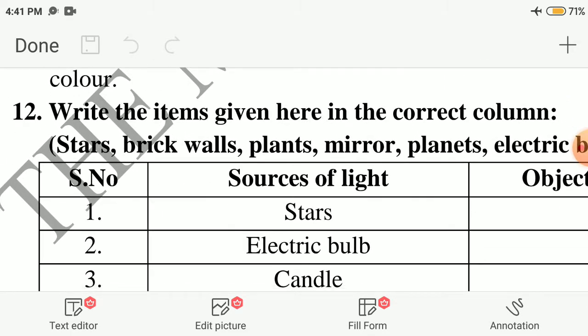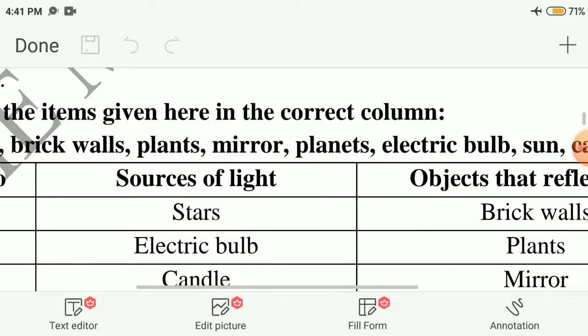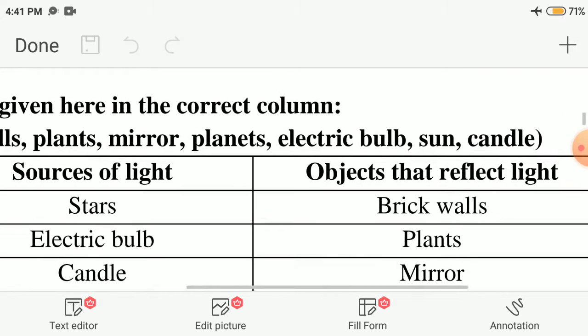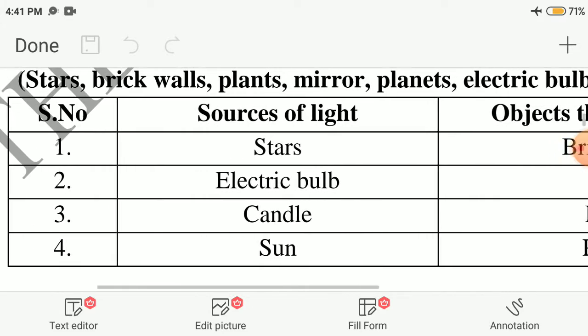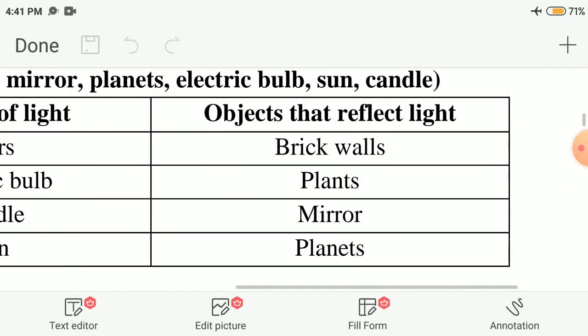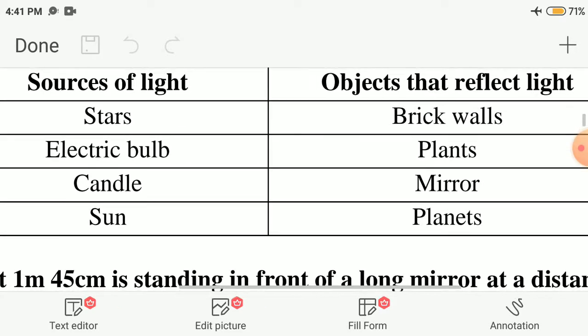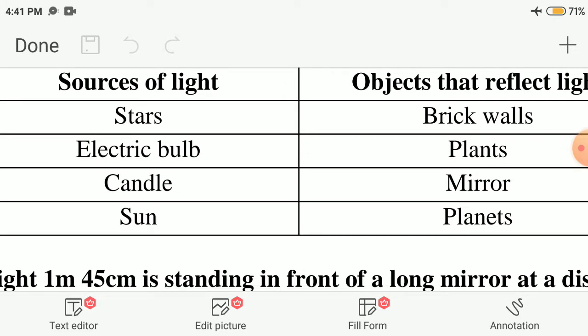Write the items given here in the correct column: stars, bricks, walls, plants, mirror, planets, electric bulb, sun, candle. Sources of light, and then objects that reflect light. What are the sources of light? Stars, electric bulb, candle, sun. These are sources of light.